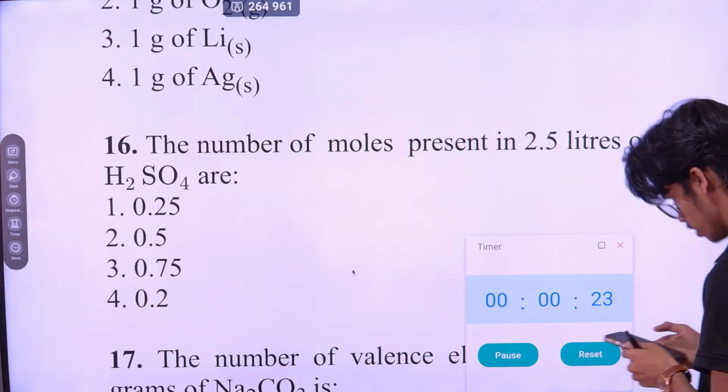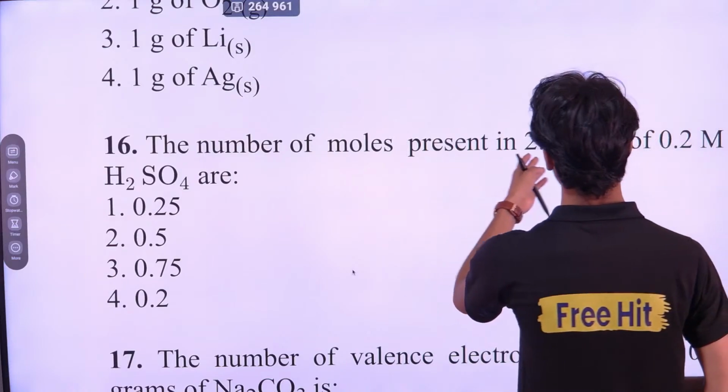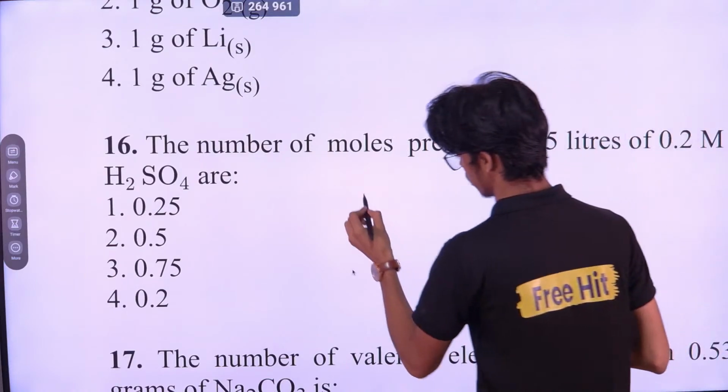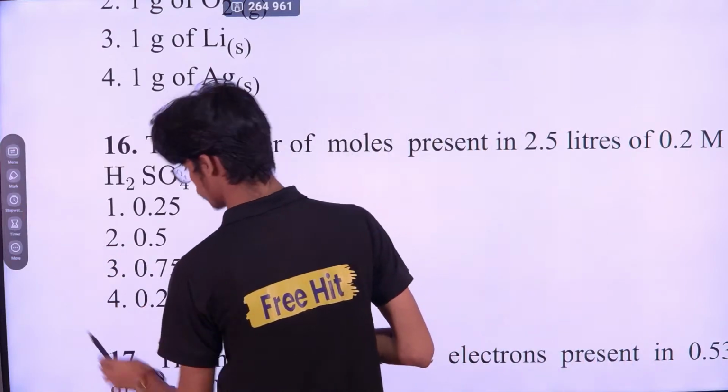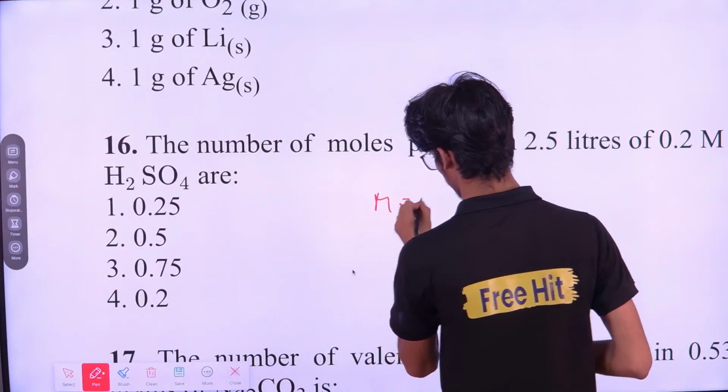Okay, option number 3. Let's see how much. Very easy. The number of moles present in 0.25... it's very easy. You should not even wait for this question. Molarity is equal to number of moles per unit volume.